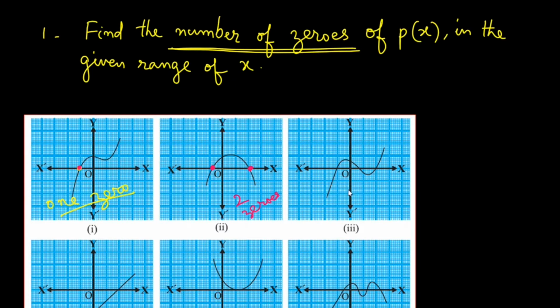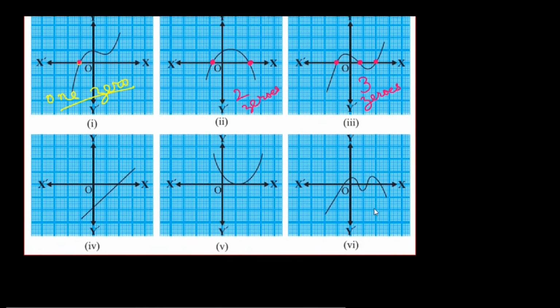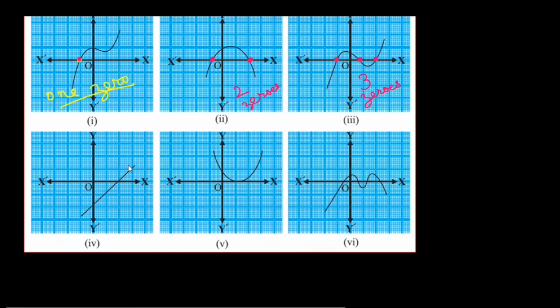Here third graph. In third graph, the curve is intersecting x-axis at 3 different points. So this polynomial has 3 zeros. Fourth one, here the curve is intersecting x-axis only at one point here. So this has 1 zero. The polynomial has 1 zero.